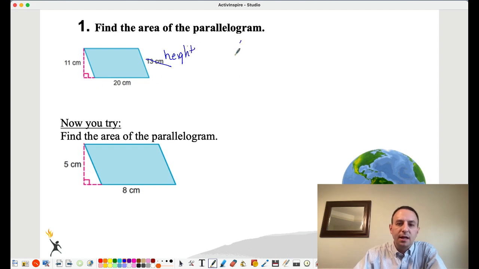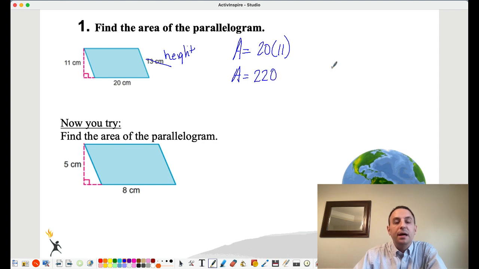So we're going to say, and it's important that you guys use the formulas. You do the base is 20 times the height of 11. Okay, so we go 20 times 11, all right. So the area of this feature is 220.